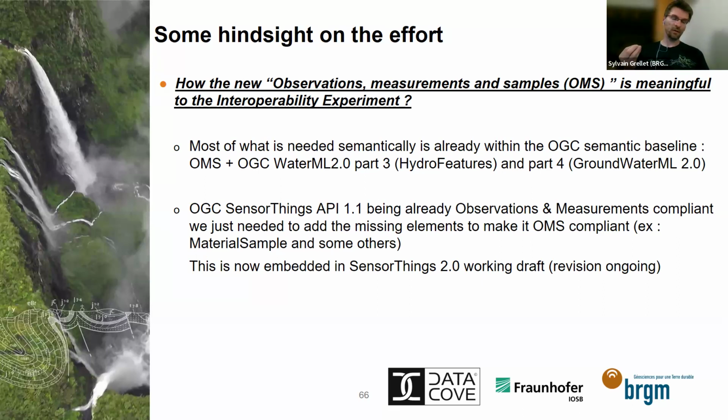And the second good news is we build it on an API that is very powerful, comes with good performance, at least on the implementation I know, and that was already compliant to O&M. So we just had to enrich it so that all the sampling part is on board, and this will stay because this is now embedded in the SensorThings 2.0 working draft. So it's not like we've been crafting a water quality specific extension of SensorThings. Those extensions can also be reused for, I don't know, rock samples, like geotechnics. People could use the same classes, and so it's nice as well.